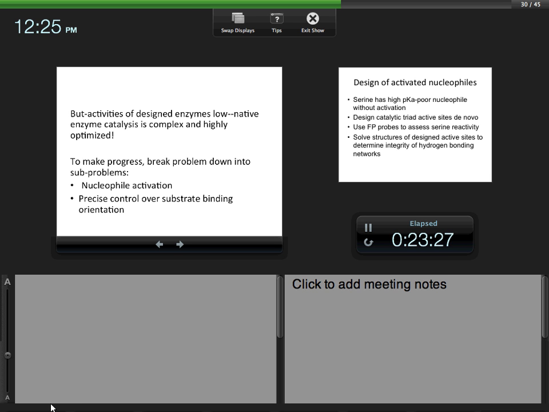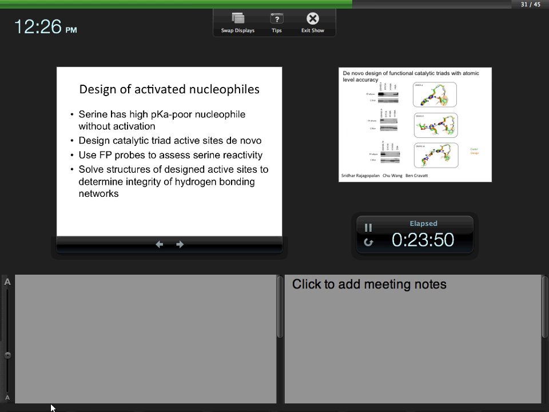And the ones I'll tell you about are the problem of nucleophile activation, and then the problem of precise control over binding. You can imagine how, if you can get very precise binding of a substrate and be able to activate nucleophiles very effectively, then you could start putting together more active enzymes. So the first example I'll give you is of designing very highly reactive serines.